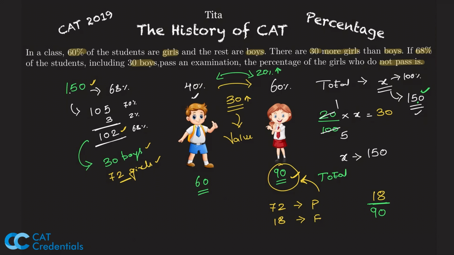18 is what percent of 90? 20%, and that is your answer. Okay, no option is given. This is a theta question that was asked in CAT 2019 with respect to percentage.